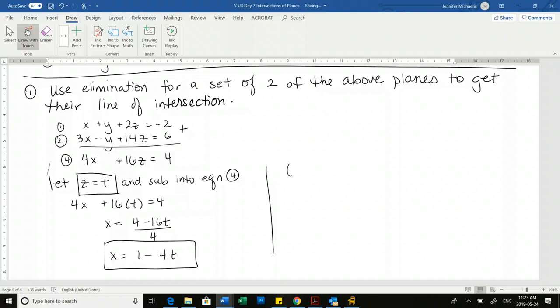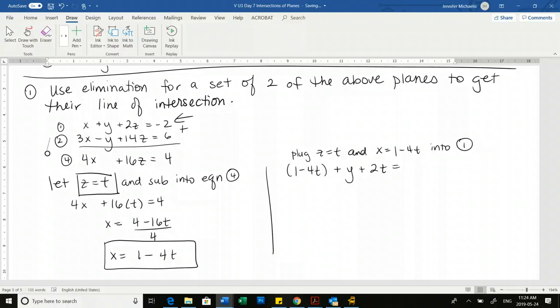I got y equals 2t minus 3. Okay, well, we'll see. I'm going to plug z equals t and x equals 1 minus 4t into equation 1. I could also choose equation 2. I do not want to choose equation 3 because we're going to check this in the third equation after we have it. So I'm plugging this in here so that I can find y. So I think here we get -2t, and then when we bring it over, we'll get +2t. And then I have 1 bringing over here, we get -3.